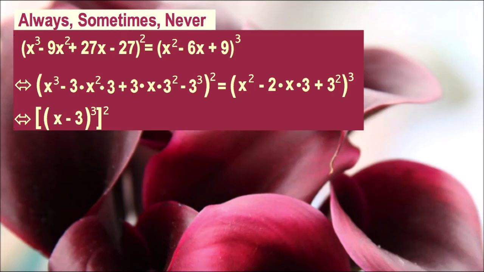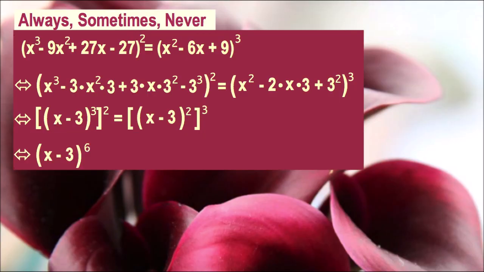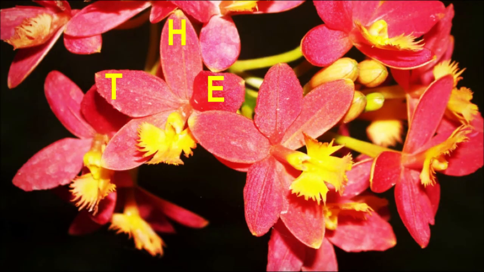This is equivalent to the quantity x minus 3, everything raised to the third power, everything raised to the power 2, which is equal to x minus 3, everything raised to the second power, everything raised to the third. Equivalent to x minus 3 raised to the sixth equals x minus 3, everything raised to the sixth. Thus, this statement is always true. The end.